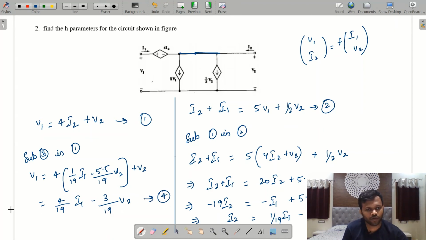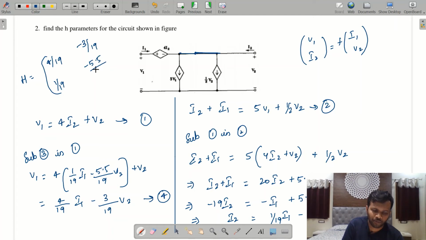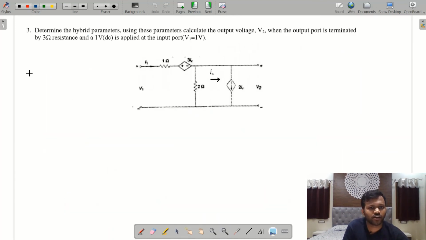So equation 4 is V1 equal to H11 I1 plus H12 V2. Similarly, equation 3 is I2 equal to H21 I1 plus H22 V2. So comparing equations 3 and 4 with the standard h parameters, what can we write? The h parameters are 4 by 19, minus 3 by 19, 1 by 19, minus 5.5 by 19. Yes, right. So these are my h parameters. Okay, so this is our third question.